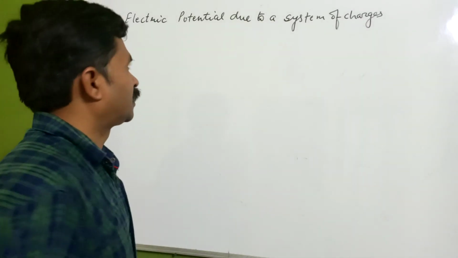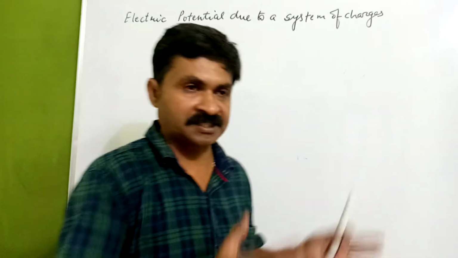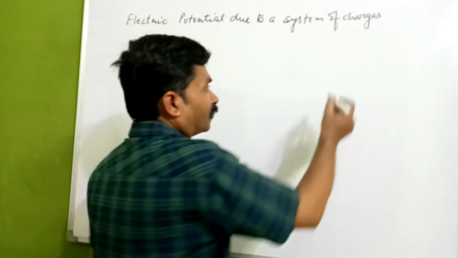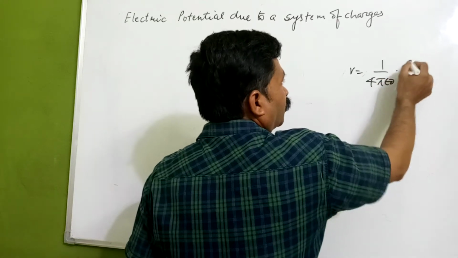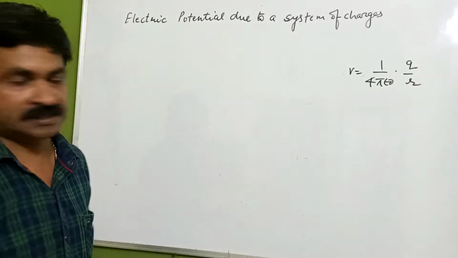Yes, students, here we are going to discuss electric potential due to a system of charges. In previous lectures, we have gone through the electric potential due to a point charge. In that, we got V equals 1 upon 4 pi epsilon naught into Q upon R, where Q is the charge and R is the distance.